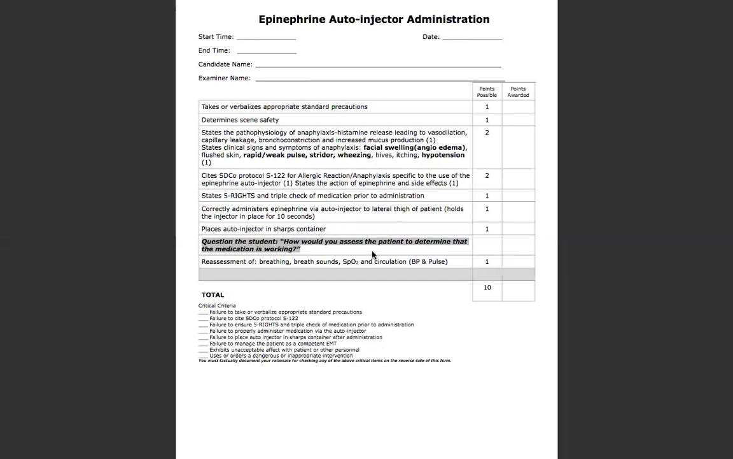Now, how do you assess the patient to determine that the medication is working? You're going to reassess breathing, lung sounds, pulse oximetry, blood pressure, and pulse. And that should all be stated as part of your reassessment anyway, because this skill fits very nicely into the medical assessment. Like I said, it's right in between vital signs and reassessment. So that's how you would give epinephrine via auto-injector for the EMT skill, as well as the medical assessment.